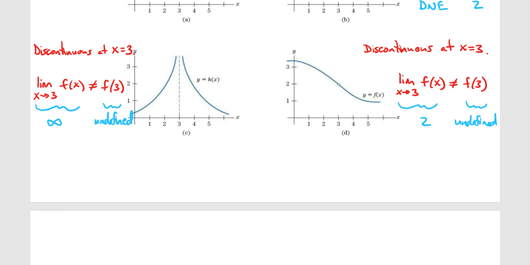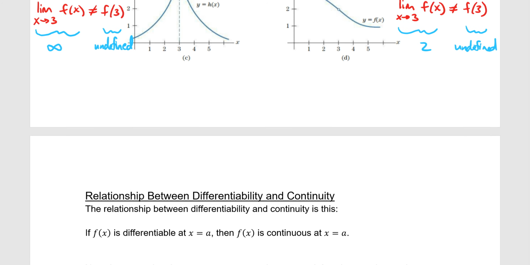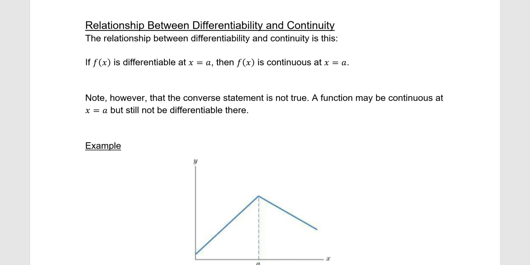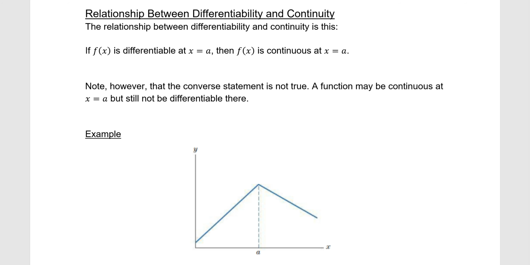So that's pretty much it for continuity and when a function is discontinuous. Hopefully pretty simple for that one. And now for the last thing, let's check the relationship between differentiability and continuity. So the relationship between being able to take a derivative and whether or not a function is continuous. So here's the relationship between them.